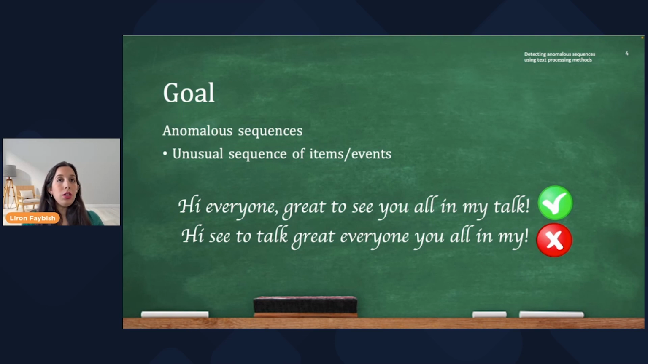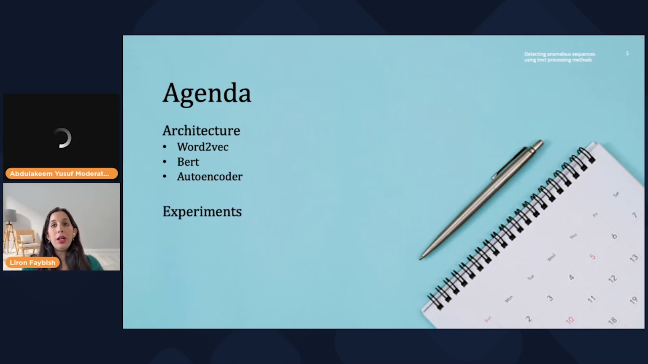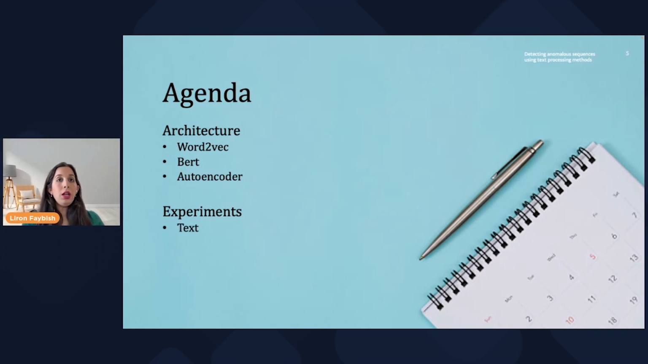In this talk, I'll show you the architecture I used for detecting the anomalies, and I'll talk about the algorithms I used for that mission, which are word2vec, BERT, and Autoencoders. I'll show you how you can use them for building the full architecture, from processing the sequences to detecting the outliers. Later, I'll show you the experiment I made and how you can use this architecture for text sequences and also for sequences of actions that relate to the information security domain. So let's start with the architecture of the method.